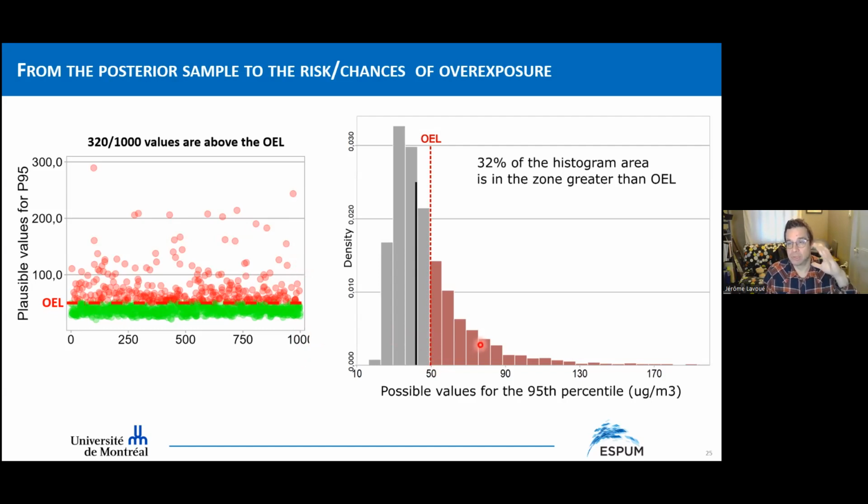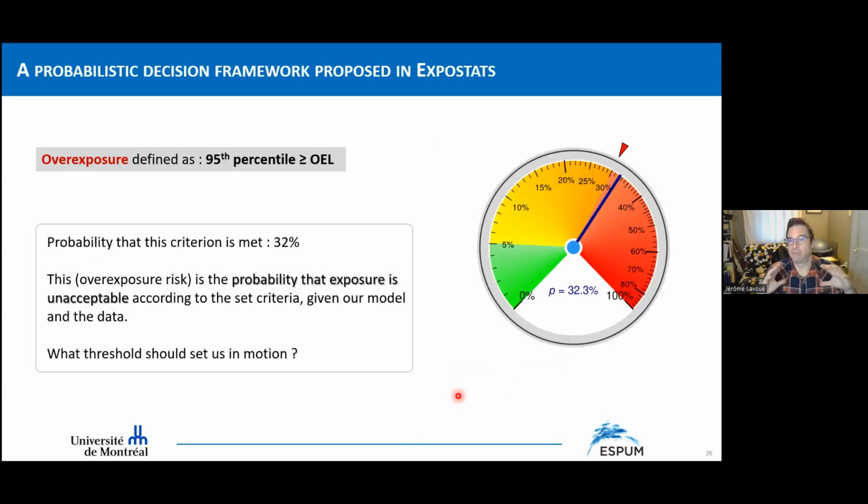You can say to a boss or a worker, our analysis suggests that there's one chance in 3 that your situation is problematic. And this is the way that we framed our tools at University of Montreal.